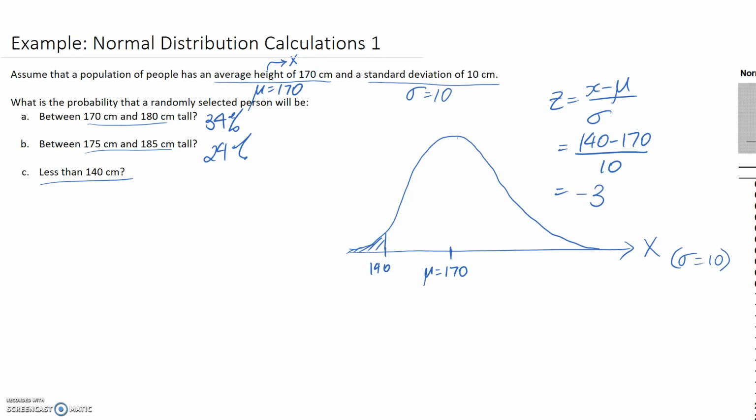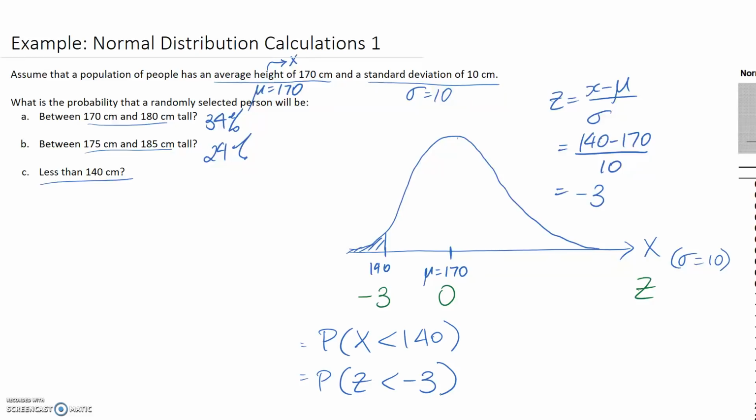Now don't be alarmed that it's come out negative. All that's telling you is it's below the mean, or on the left-hand side of the mean. So the z-score here is negative 3. The mean was 0, and just a reminder that that's in terms of z. So now we can write out our probability statement. So we want the probability that someone is less than 140. So that's going to be x is less than 140. If we convert this over to z now, we've said that 140 is equal to negative 3 on the z scale. So it's going to be the probability that z is less than negative 3.